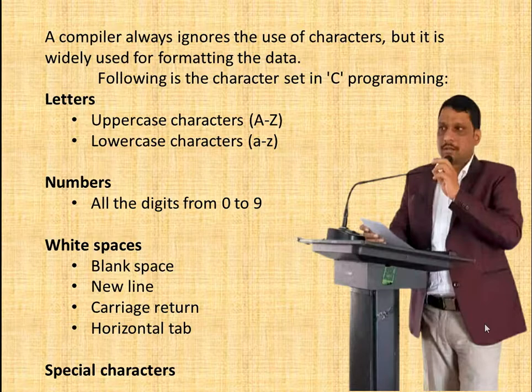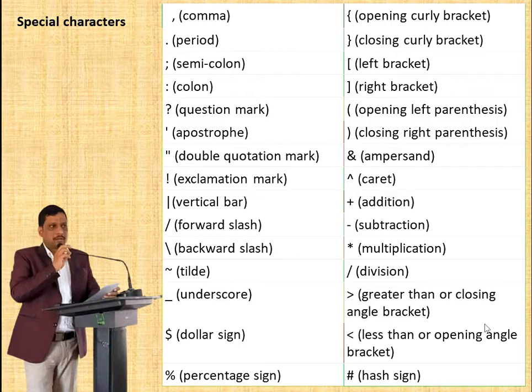Then there are the special characters on the keyboard, and all these characters are part of the character set of C programming. Now we will see what characters there are, like comma, dot, semicolon, colon, question mark. These are all special symbols present on the keyboard. All the symbols are special characters, and are included in the character set of C programming.